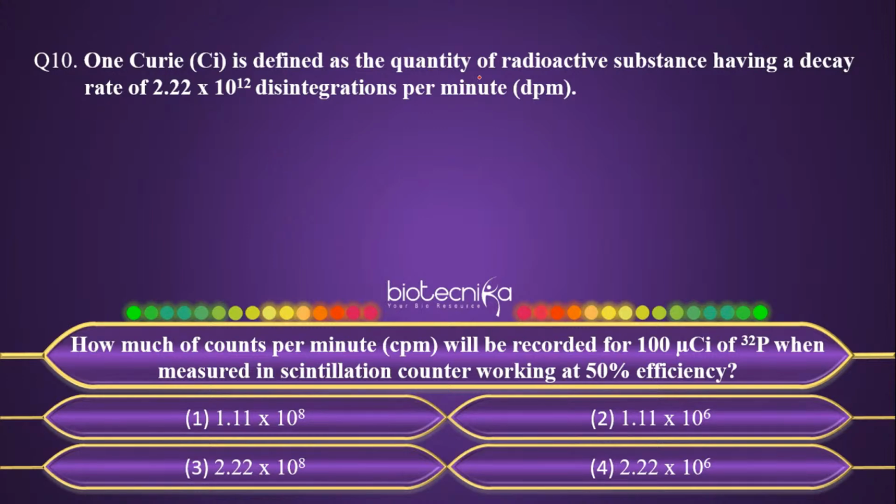So 1 curie is defined as the quantity of radioactive substance having a decay rate of 2.22 into 10 raised to power 12 disintegrations per minute. How many counts per minute (CPM) will be recorded for 100 microcurie of 32P when measured in a scintillation counter working at 50% efficiency? So quickly answer this question, students.